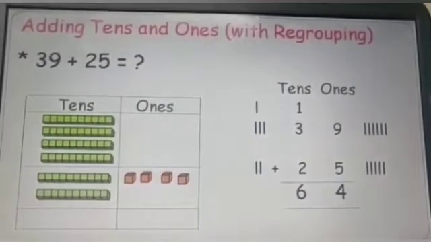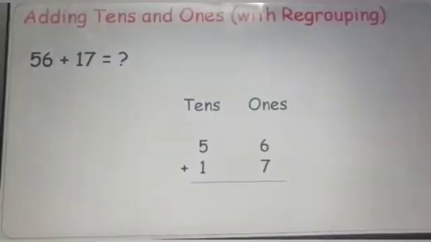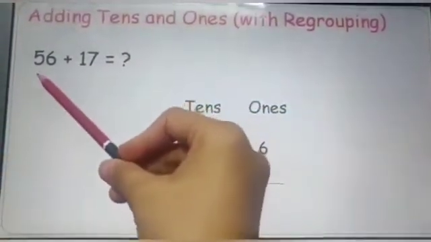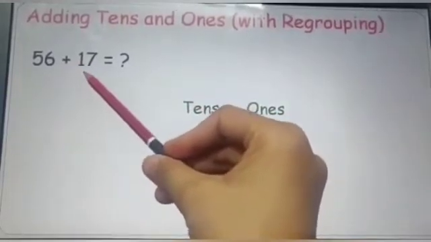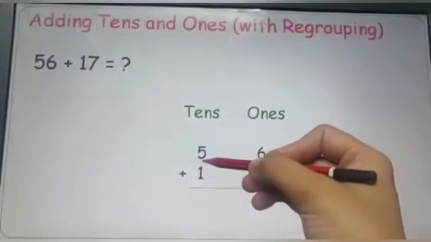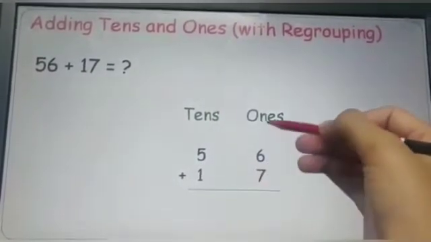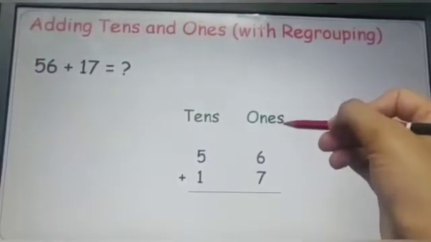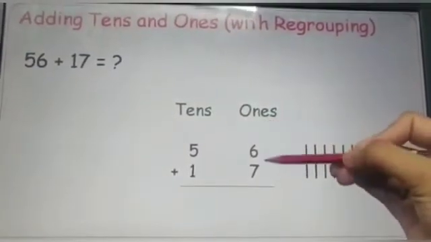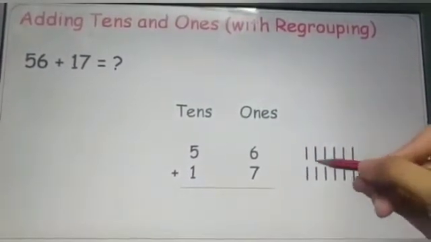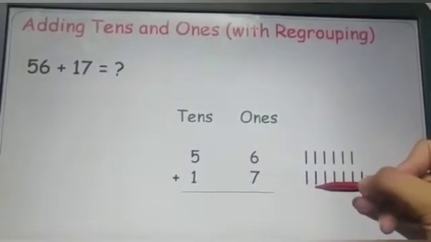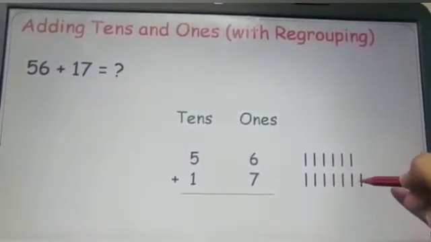Now one more question, but this one is without blocks. Our question is, we have to add 56 and 17. While I read, I always start at the tens place, so I'll read it 56, 17. But when I add, I'll start from the ones column. So when I start from the ones place, for 6, how many lines do I have to draw? 1, 2, 3, 4, 5, 6. For 7, 1, 2, 3, 4, 5, 6, 7.